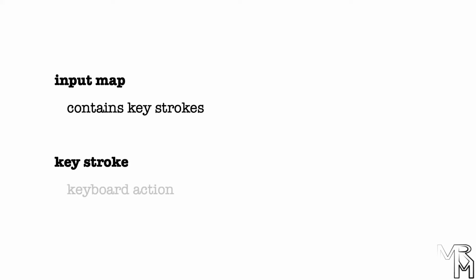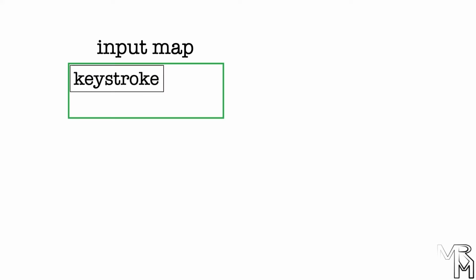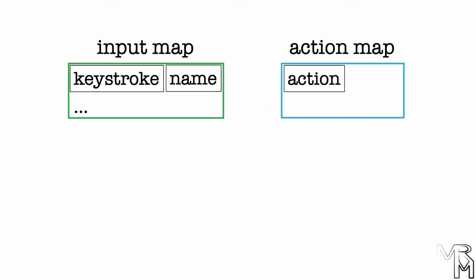To the input map, we add keystrokes. What is a keystroke? A keystroke is an action performed using the keyboard. For example, when we press the space key on the keyboard, we perform an action using the keyboard. Every keyboard key has its own keystroke that we can use to make our program react in a certain way. So when we add a keystroke to the input map, we also need to give that keystroke a name. Then we add an action to the action map and give that action a name as well.